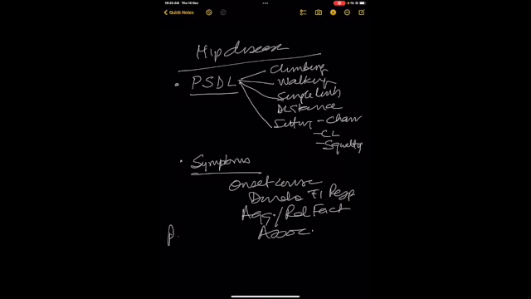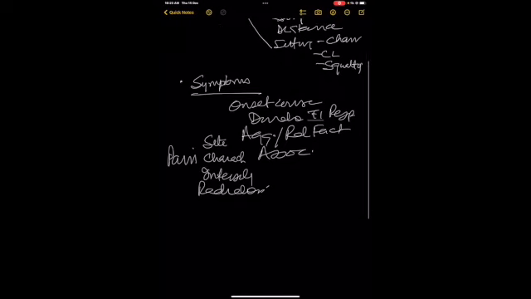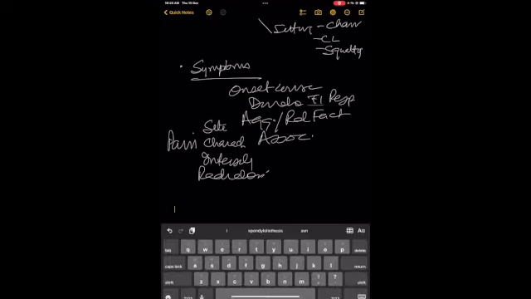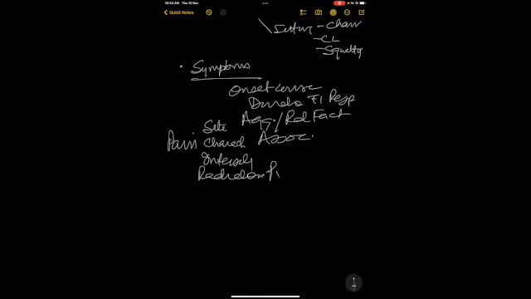About pain, you answer site, character, intensity, radiation. And when you state this intelligently in a coherent manner, it is called present history.